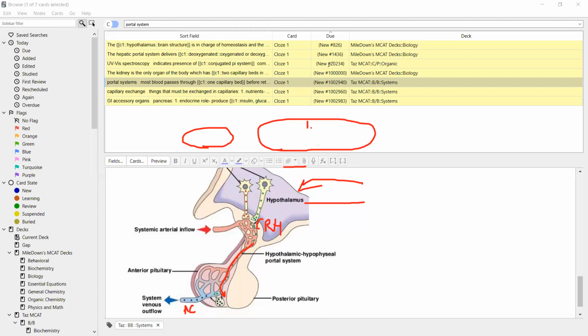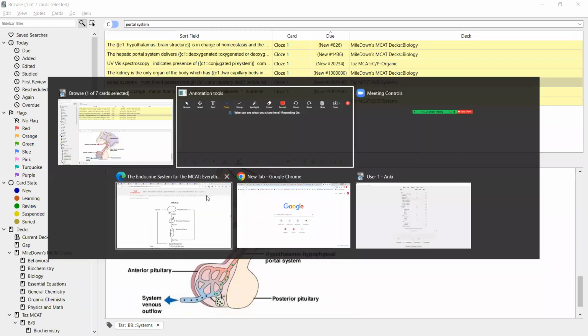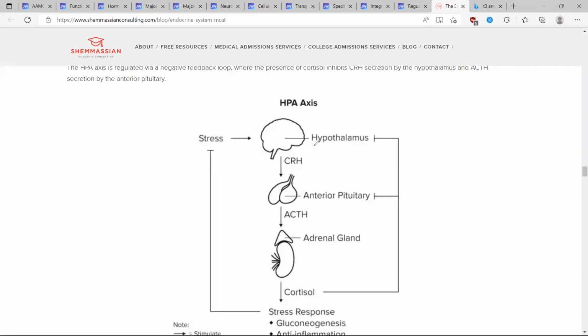So let's go back to our axis and understand what we're looking at. The hypothalamus just made this corticotropin releasing hormone. It acted on the anterior pituitary. The anterior pituitary says, oh, okay, so I have to now make adrenocorticotropic hormone. The adrenocorticotropic hormone goes and acts on the adrenal glands. Specifically, it acts on the cortex, right?